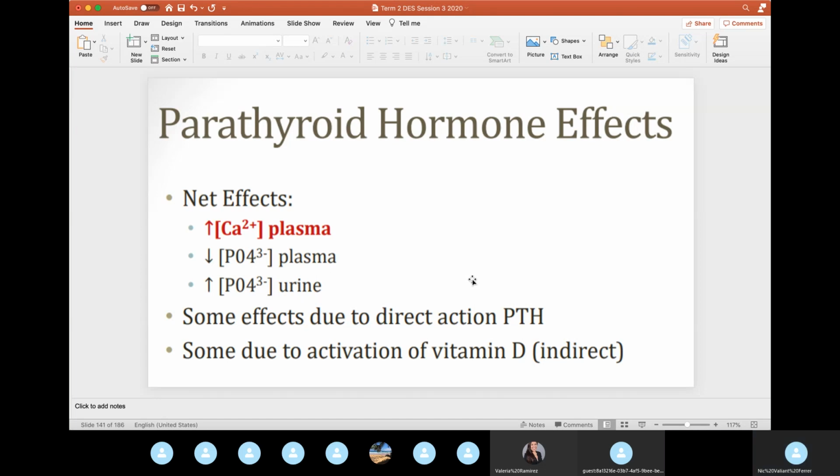Where is that? What organ? In the liver. What enzyme converts pre-vitamin D3 to calcidiol? 25-hydroxylase, okay? Your calcidiol, we're going to go to the kidney, right? What enzyme converts calcidiol to calcitriol, or 1,25-dihydroxycholecalciferol? 1-alpha hydroxylase.